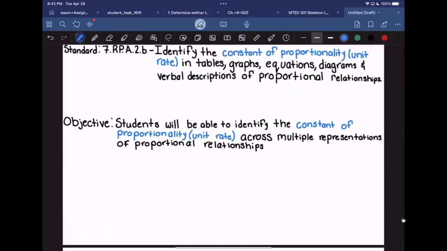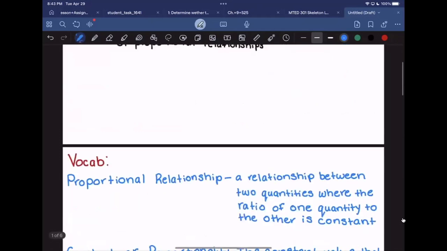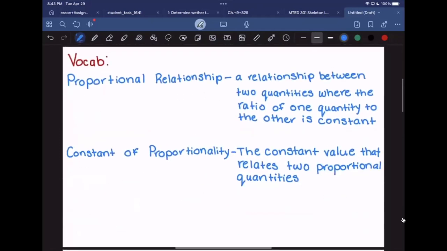Hello everyone, today we'll be going over a lesson based off of the 7th grade standard: identify the constant of proportionality, unit rate, in tables, graphs, equations, diagrams, and verbal descriptions of proportional relationships. The objective is students will be able to identify the constant of proportionality, unit rate, across multiple representations of proportional relationships. First things first, we're going to get into some vocab.